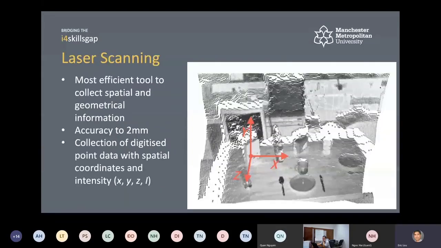Those who have done laser scanning before will see points in the air. However, we ask the question, what are the points? Laser scanning is the most efficient tool to collect spatial and geometrical data. What it means is that it just collects geometry, the shape, the distance, that's it, nothing else. It can be accurate up to 2 millimeters, and it is collected in terms of X, Y, Z, and L, where XYZ are the coordinates and L is the information collected within the point itself. I'll show it to you.